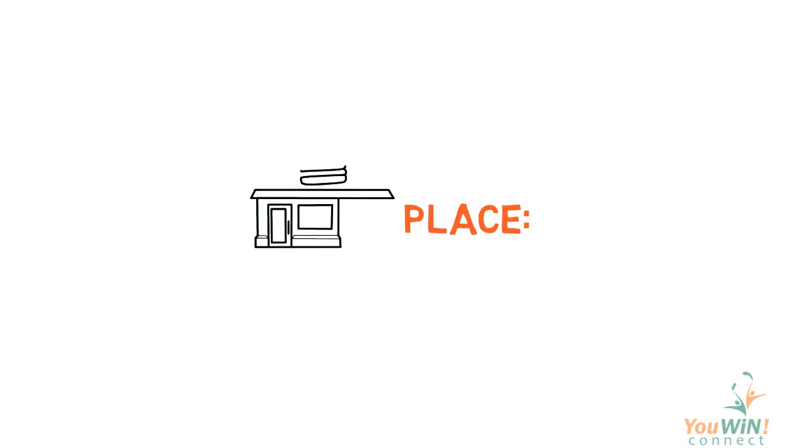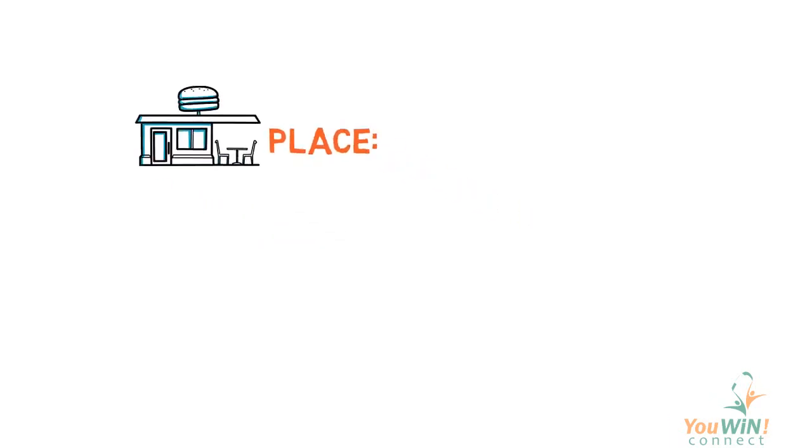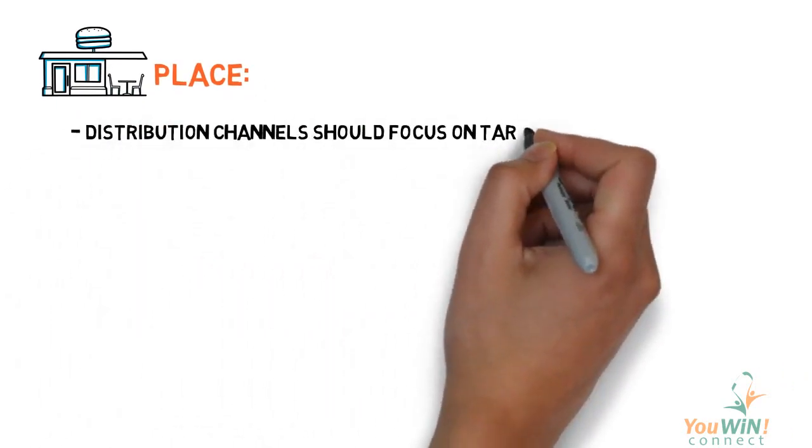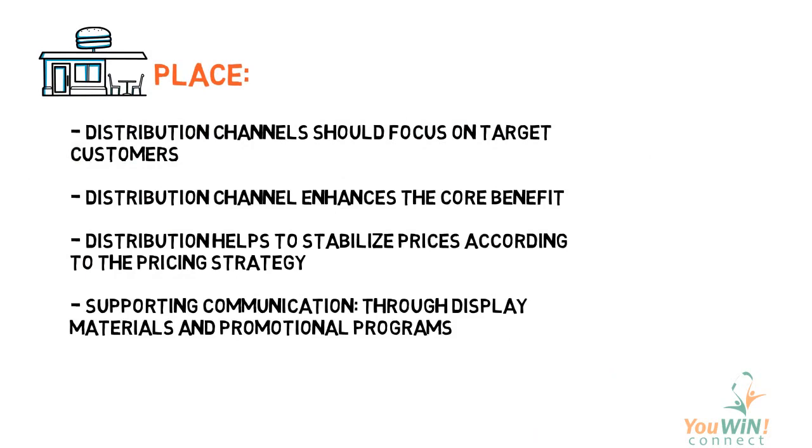The place, as you know, has evolved over the years. Right now, the place could even be a virtual place. It could be an online marketing store. You have to be able to understand where your target audience are and be able to position your product to reach them in those places. In the marketing mix, distribution channels should focus on target customers. Distribution channels enhance the core benefit. Distribution helps to stabilize prices according to the pricing strategy. And of course, supporting communication through displaying materials and promotional programs at those places where your target audience will be.